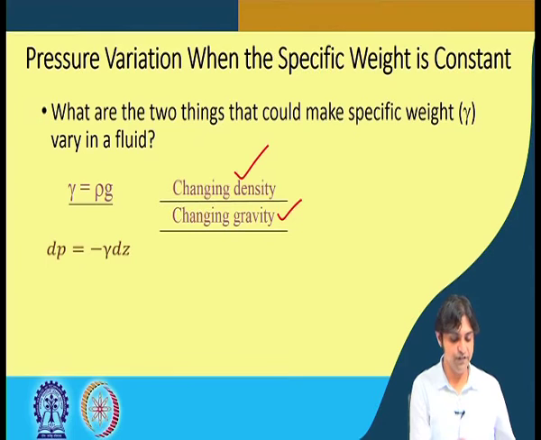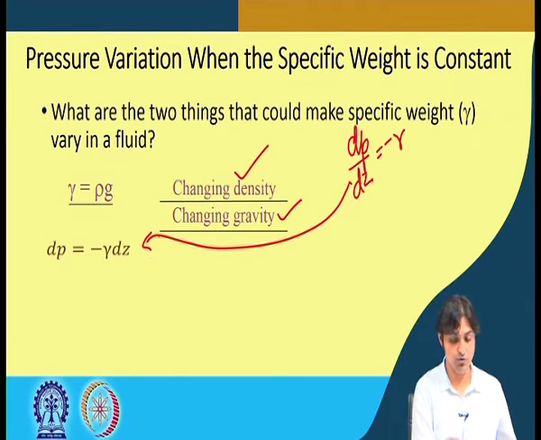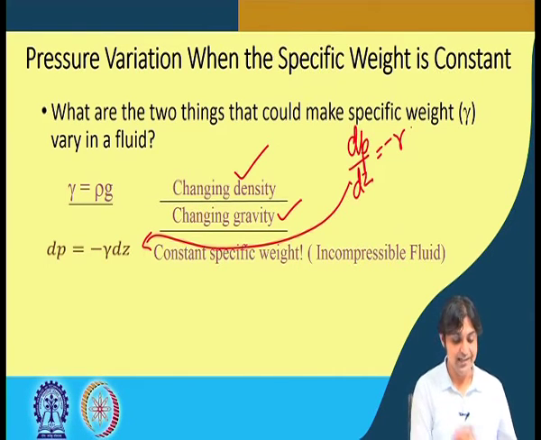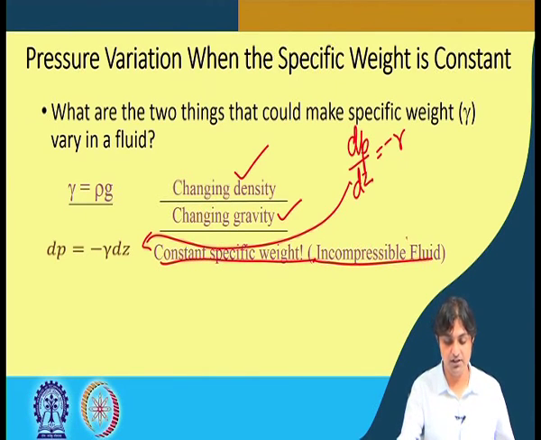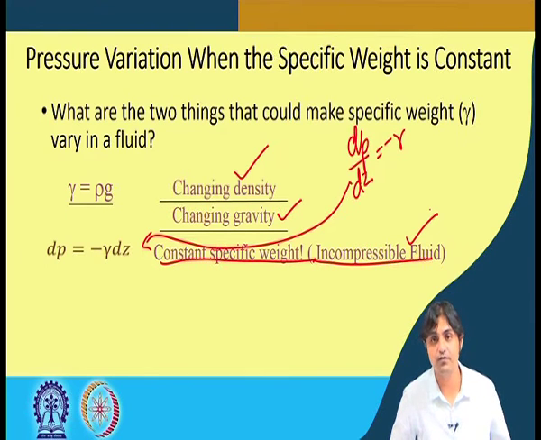So the previous equation was dP by dz is equal to minus gamma. We have taken dz on this side. Let's assume that the specific weight is constant, and this happens for incompressible fluid. So rho is constant, and under the assumption that gravity also does not change, this type of fluid is called incompressible fluid. We will be dealing with incompressible fluid throughout this course.